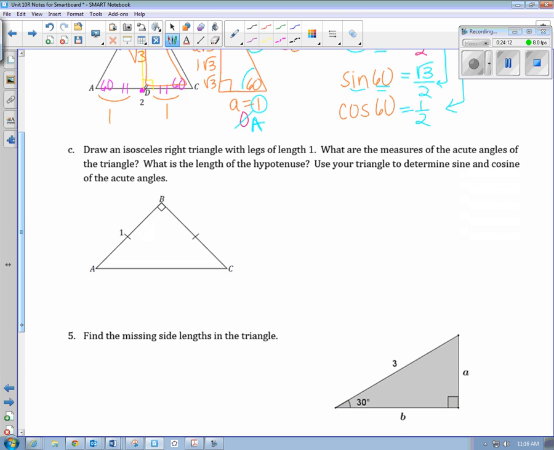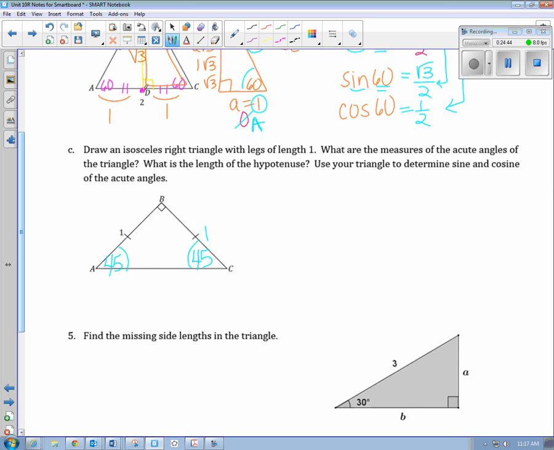For question C, it says draw an isosceles triangle with length 1. It's already drawn for us. I'm just going to label this as a length 1. It says, what are the measures of the acute angles? The two acute angles that are here and here are both 45 degrees because we know the triangle is isosceles, and if the two sides are the same, the opposite angles must be. And if angle B is already a 90-degree angle, we have 90 degrees to split evenly between angles A and C. It says, what is the length of the hypotenuse?